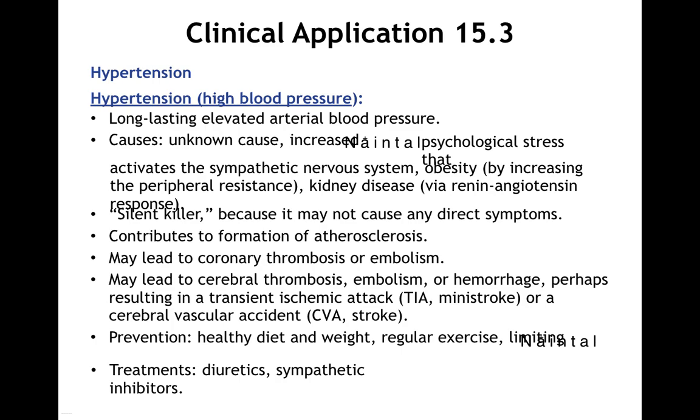On top of everything else, it does contribute to the formation of arterial sclerosis. It can lead to coronary thrombosis and embolism, or cerebral. You might see TIAs to begin with, or a stroke, a cerebral vascular accident. Lots of things will help prevent high blood pressure. Chief among them, a healthy diet, a healthy weight, and regular exercise. Should you develop high blood pressure, some of the drugs are diuretics, which help get rid of fluid, and sympathetic nervous system inhibitors.